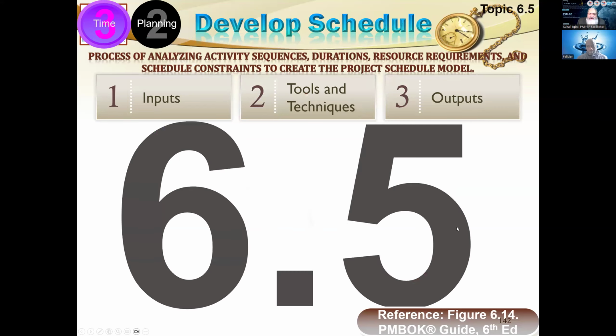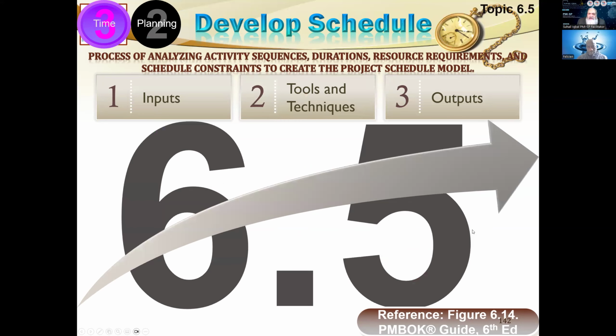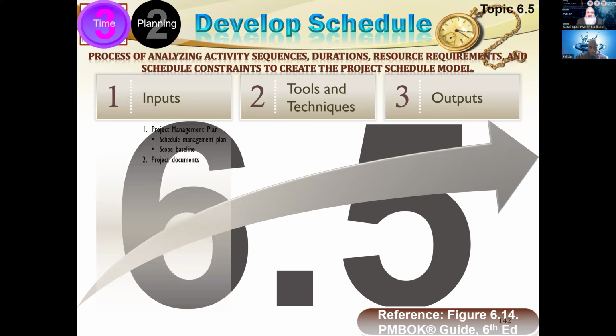Now let's look at what are the various inputs, tools, and techniques and outputs. So all the data we had created already would appear as our input. As far as the management plan is concerned, we will have the schedule management plan and the scope baseline. These are the basic documents which we start with.